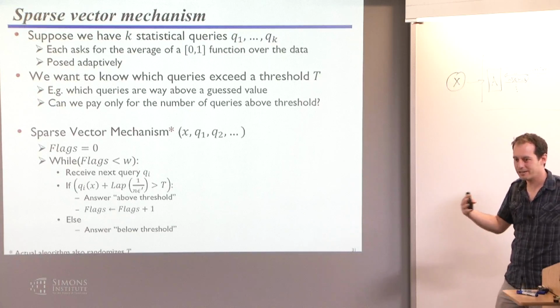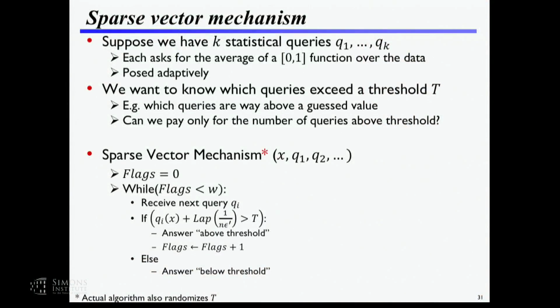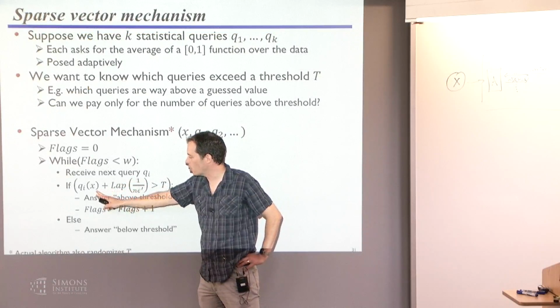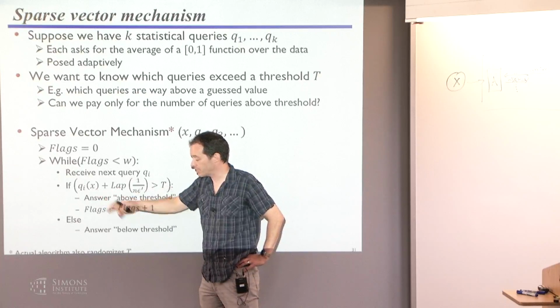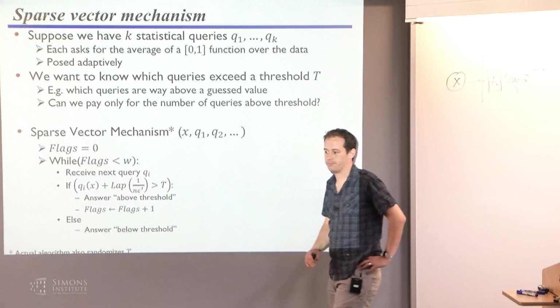So this is the morally correct version of sparse vector. I've got a data set X and a sequence of queries coming along. Now what I'll do is track how many times I've raised my flag and said, oh, you're above threshold. As long as I haven't raised it W times, I keep going. For each query, I'm going to add noise to the query answer on my data, and compare that to the threshold.